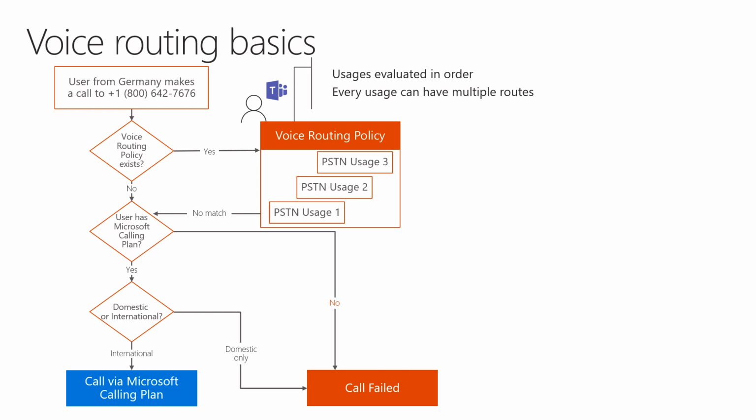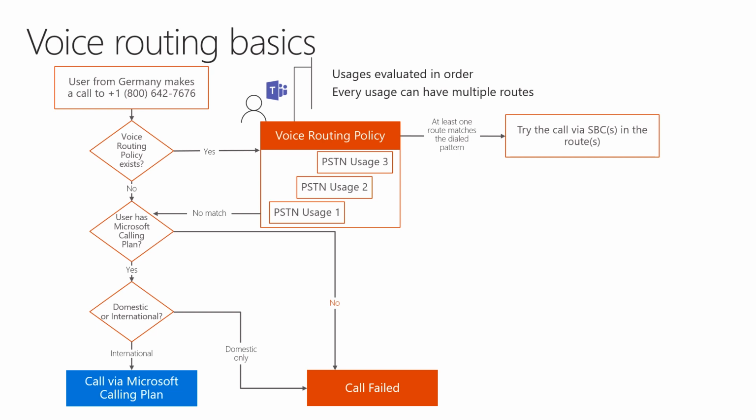If there's no match, it means that this user doesn't have any voice routing policy that allows him to dial this phone number. Then we go back to check if the user has a calling plan, and then the call will either fail if there is no calling plan or if there's just a domestic one, or the call will succeed via Microsoft calling plan if there's an international calling plan.